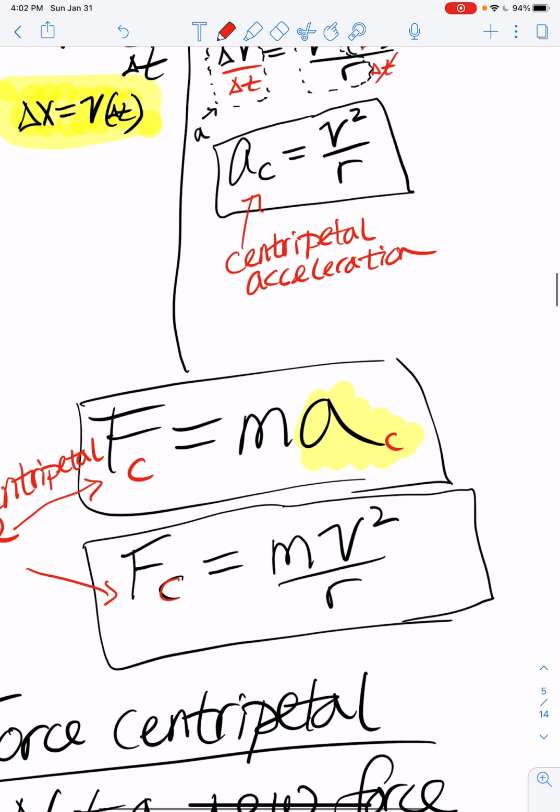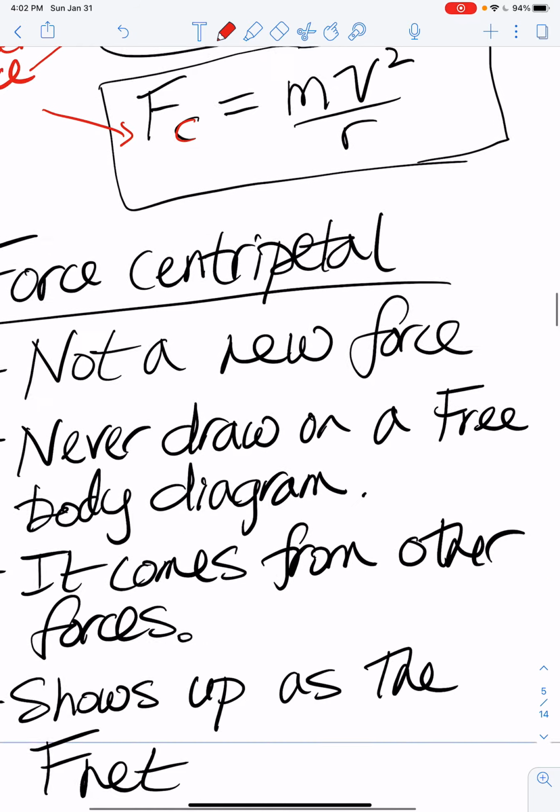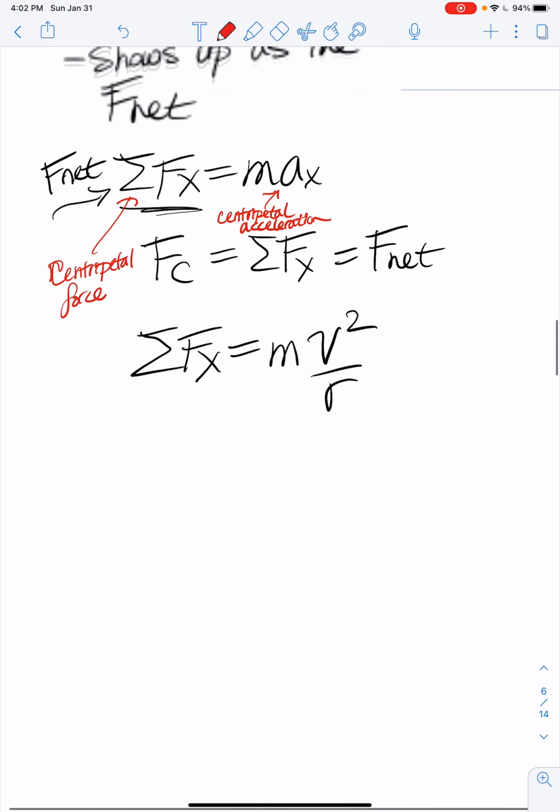A sub c equals v squared over r. F sub c equals m times a sub c. F sub c then can equal m v squared over r. Let's do an example and then we'll call it good.